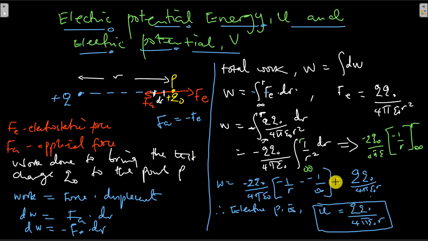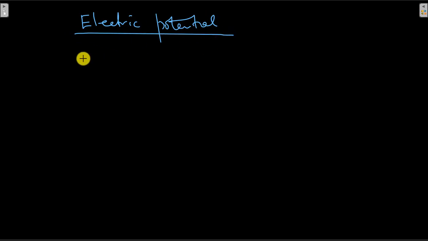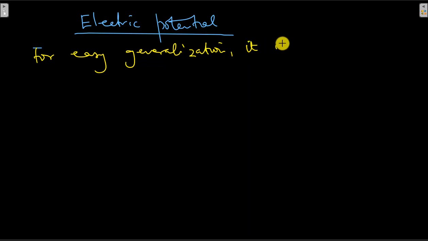This is the electric potential energy that we need in order to bring Q naught from infinity to a point P. Let's go ahead and look at electric potential V, which is very different from electric potential energy. So electric potential. Now in physics, for easy generalization, it is always necessary to find the potential.